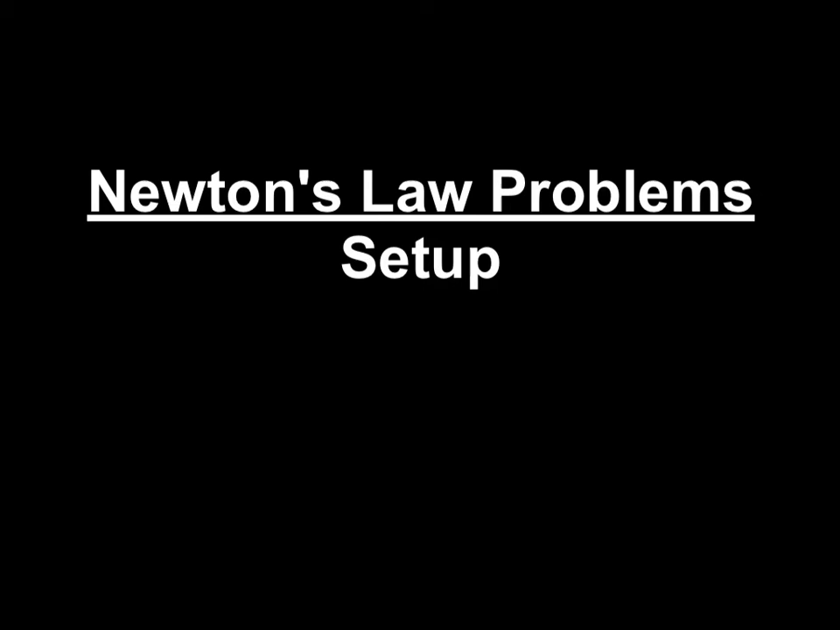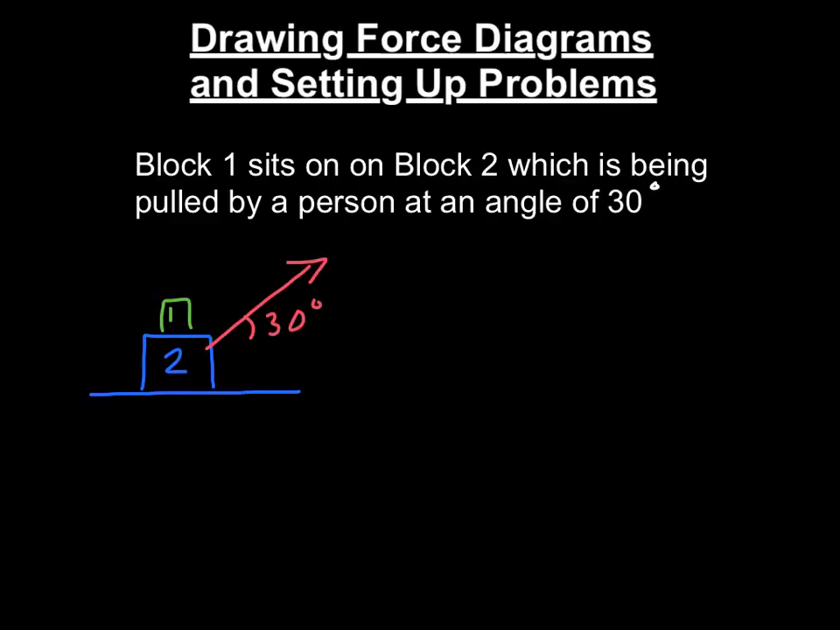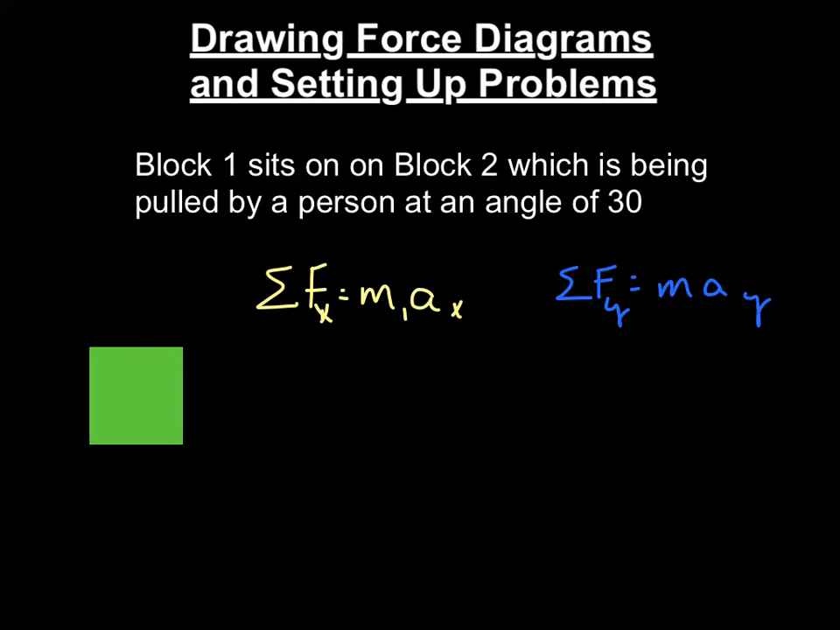In this video, we're going to practice setting up some Newton's Law problems. In this case, we've got block 1 and block 2, and you're pulling on block 2 at an angle of 30 degrees. Let's break it up and solve for block 1 first.